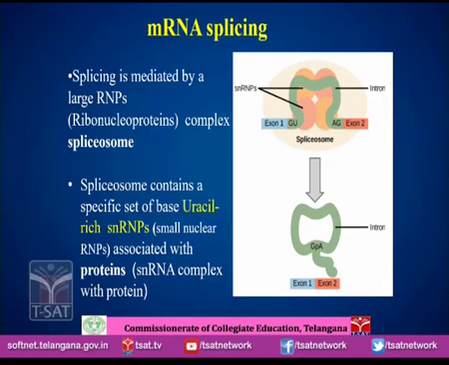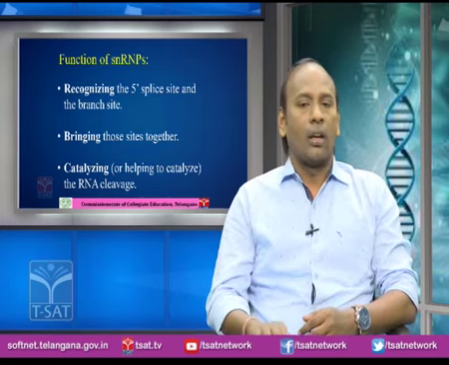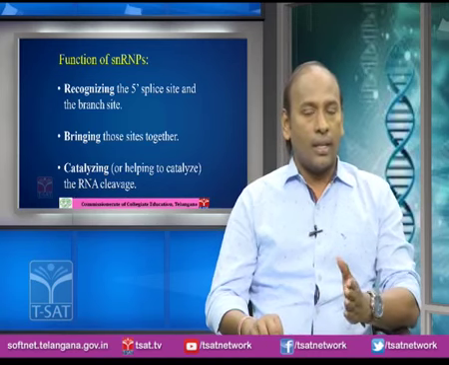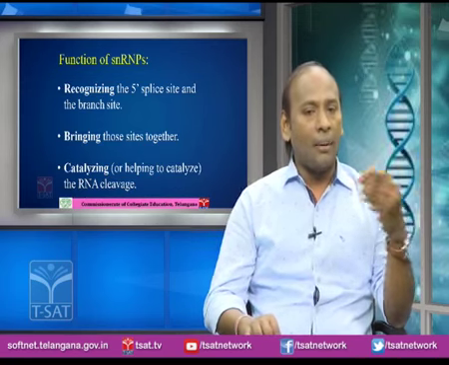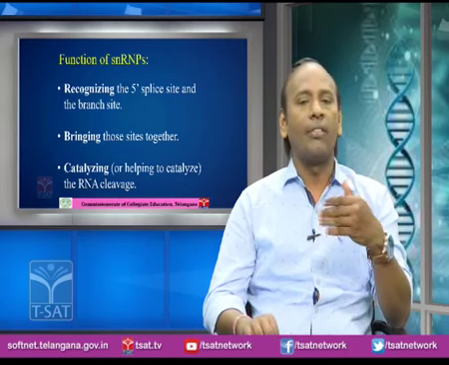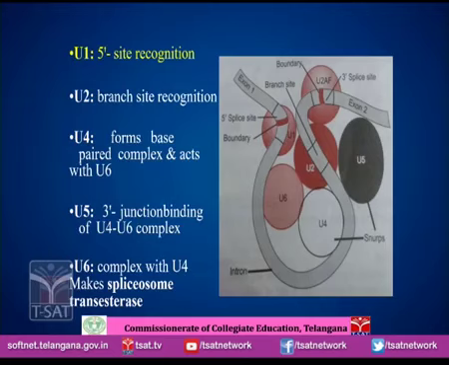Let's see how that process is done. As we discussed in the previous slides, the splicing site is called the recognizing site, in between the branching site is present in the intron, and finally the catalyzing site is present, where it is cleaved and joined with the exons.